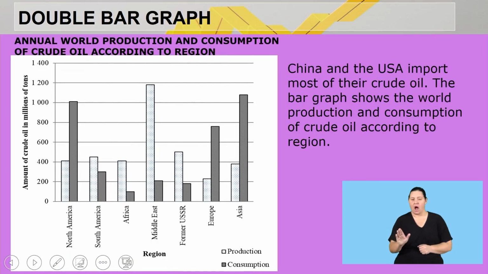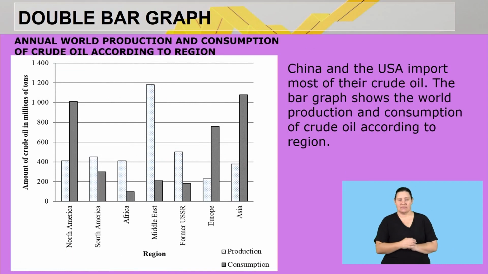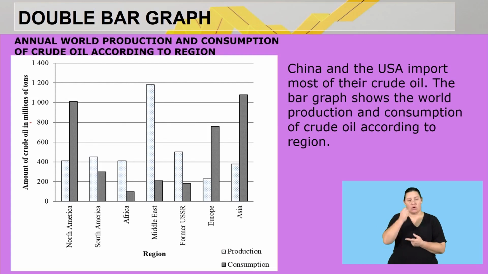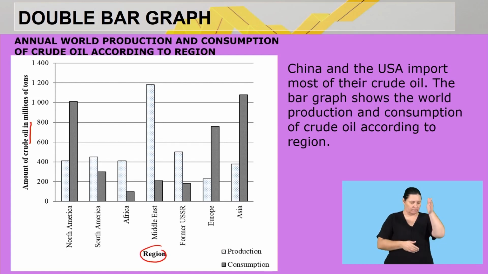Okay, let's look at our first question here. It says, China and the USA import most of their crude oil. The bar graph shows the world production and consumption of crude oil according to region. Let's look at our bar graph here, a double bar graph. We have the amount of crude oil in millions of tons on our y-axis, and then here we have the different regions on our x-axis: North America, South America, Africa, and so on. So please always familiarize yourself with what is presented to you.